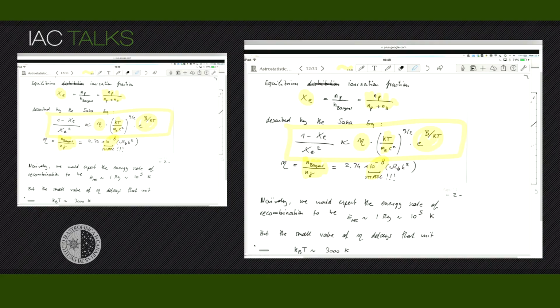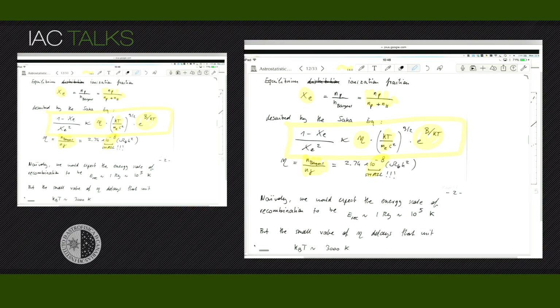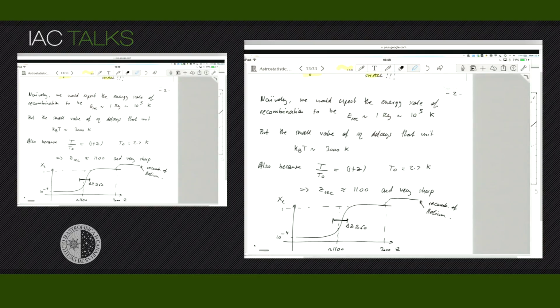Because this number is very small, it means that you need kT to drop much, much lower than B in order for the exponent in this equation to take over and X_e to become 1. So because of the high ratio of photons to baryons, because of the smallness of eta in the universe, the energy scale of recombination is not 1 Rydberg, which we would expect, which corresponds to 10 to the 5 Kelvin, but it's about 0.1 electron volt, which is 2 orders of magnitude below that. And that corresponds to 3000 Kelvin.